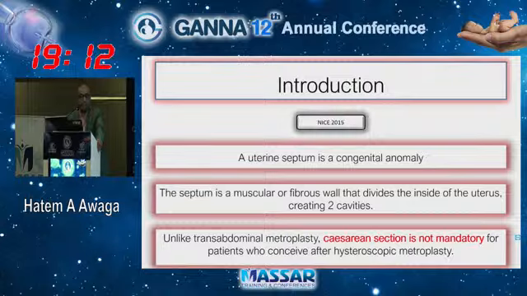I will start speaking today about the uterine septum. Uterine septum is a very common congenital anomaly, and it may be a fibrous, muscular or fibromuscular septum, which divides the uterine cavity into two cavities. This septum in previous days was managed by open surgery. We call it open metroplasty, and it was an indication for cesarean section. However, in recent years, it has been managed by hysteroscopic excision, and hysteroscopic metroplasty is not an indication for cesarean section.